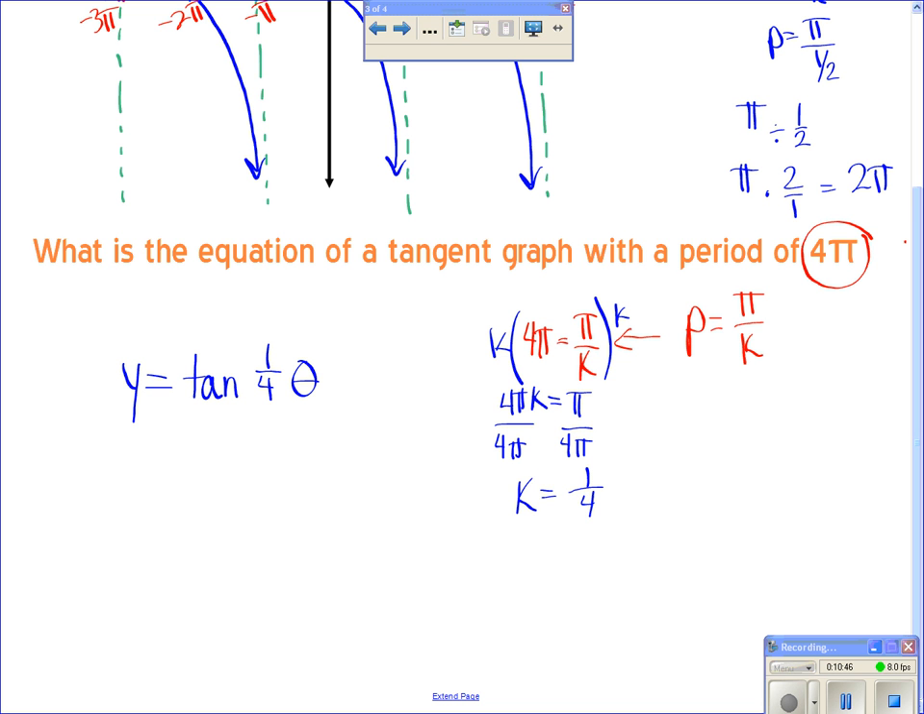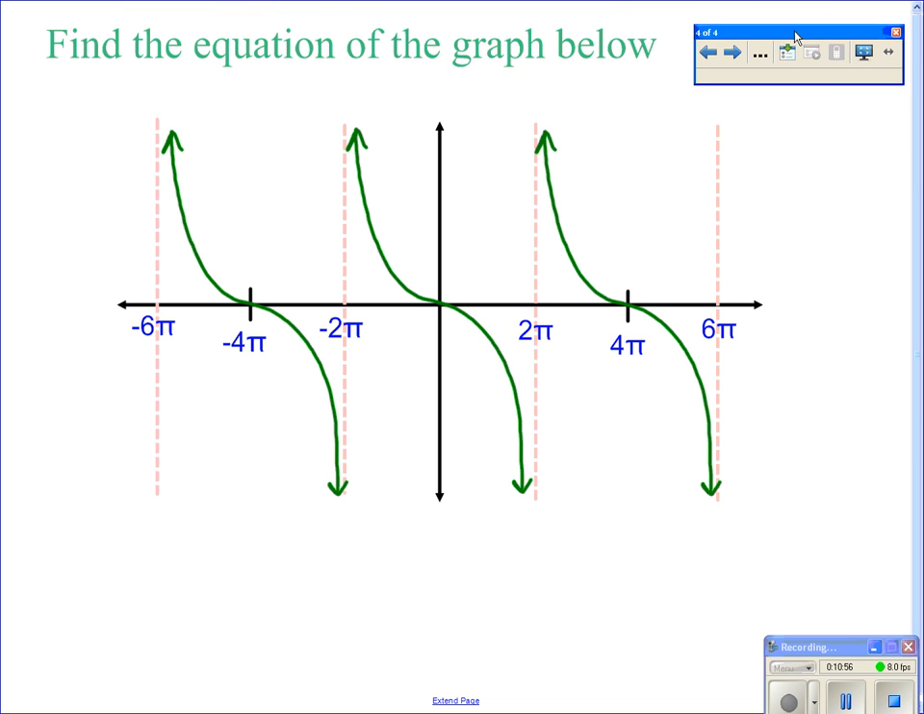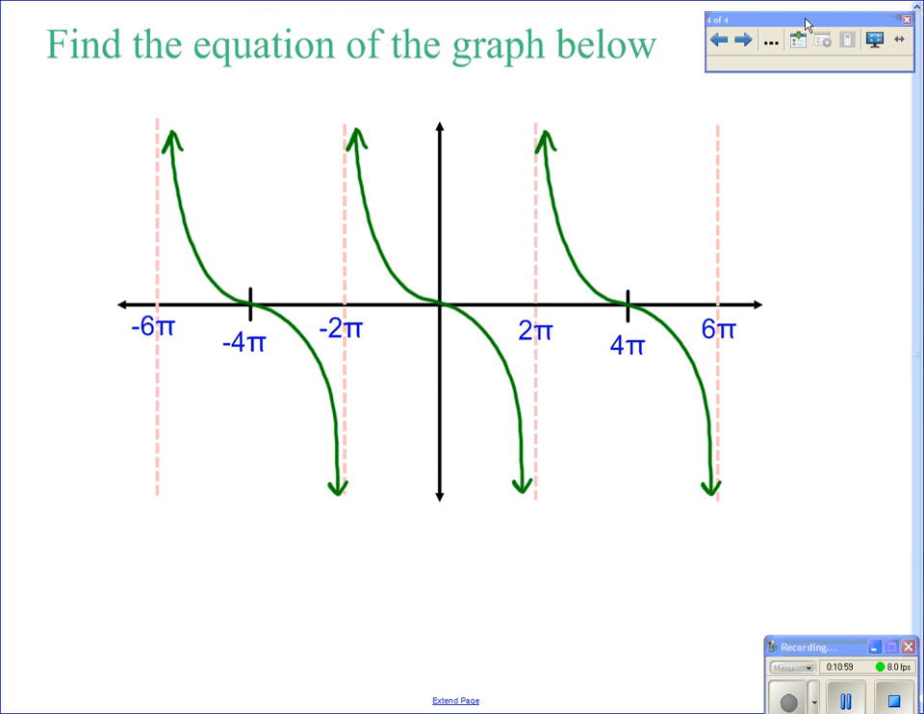Questions before the last one? All right. Now, if they give you a picture like this one, all you have to do is figure out how long the period is and do exactly what we did before. So how long is the period? How long is it from here all the way over to here? 4 pi. Now, we just did one for 4 pi in the previous one, correct? So we put 4 pi here. We solved for it, and we got k equals 1/4.